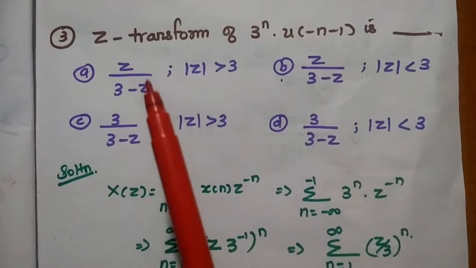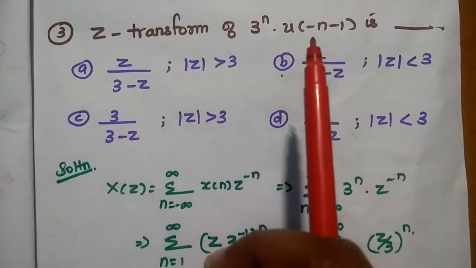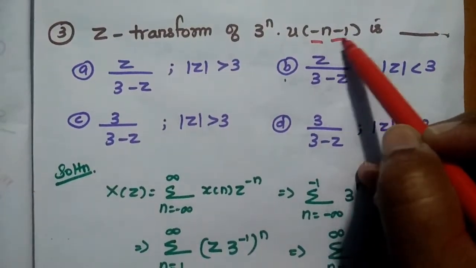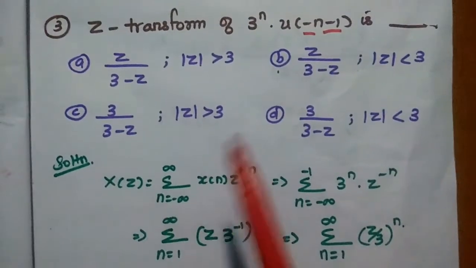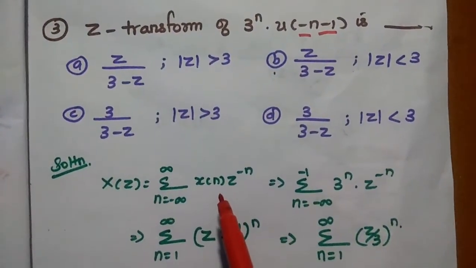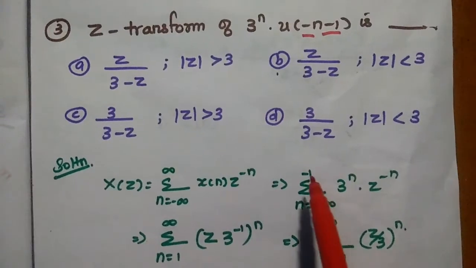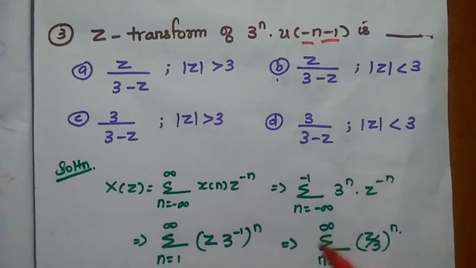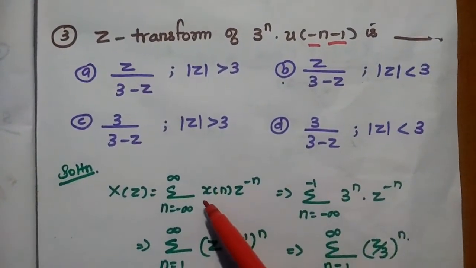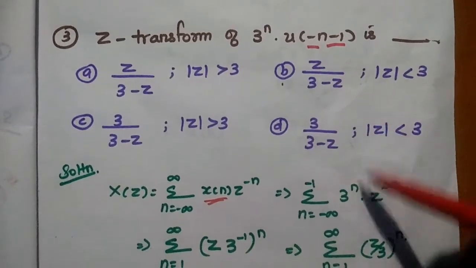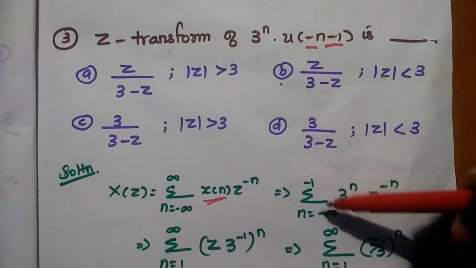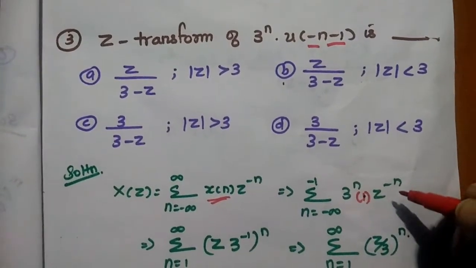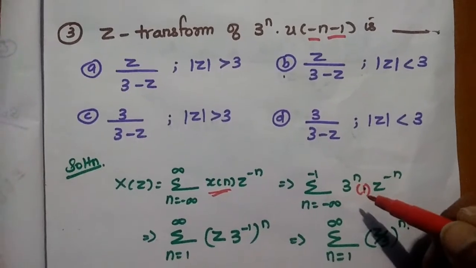The next one is the Z transform of 3 power n u of minus n minus 1. So here they have given minus n minus 1. In this one, we are going to apply the formula like this. N is equal to minus infinity to minus 1 because it is in the negative side with the delay of minus 1. So minus infinity to minus 1, x of n value is 3 power n. U of minus n minus 1 is replaced by its limit, and at that time its value is 1, into z power minus n. That is the formula of z transform.